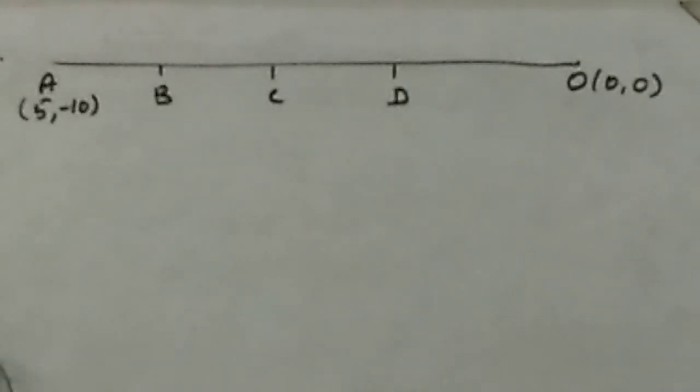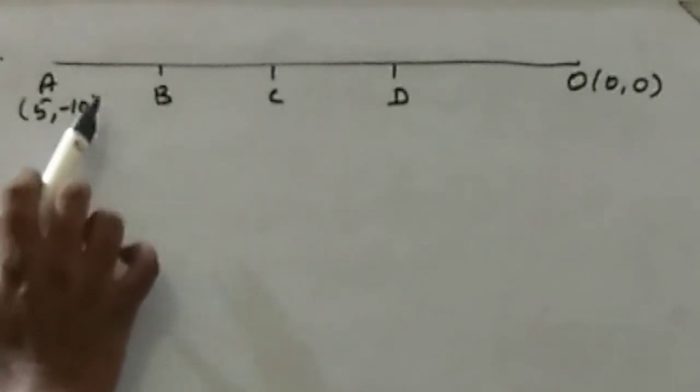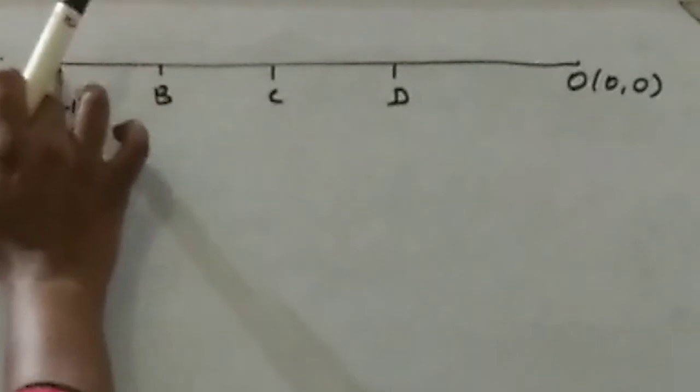Question number 8 of the exercise. Points A, B, C and D. Divide the line segment joining the point (5, -10) and the origin.